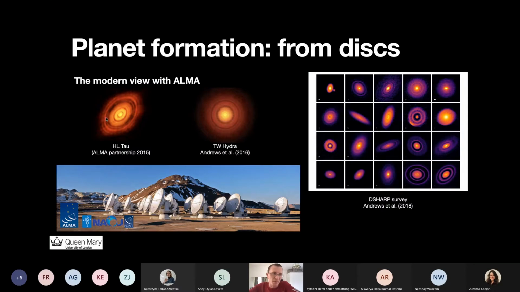And, you know, when this image was released back in 2015, it caused a bit of a revolution, right? These signatures in this disk might well be due to a planet or many planets in there, sort of carving out these features.